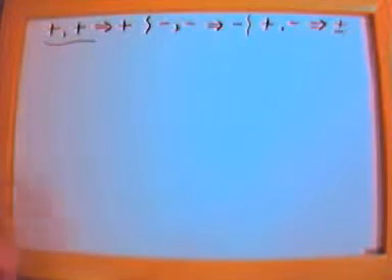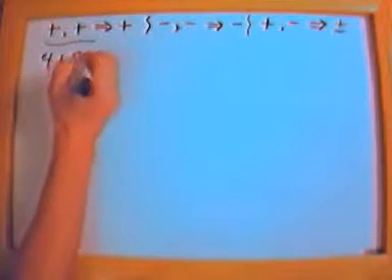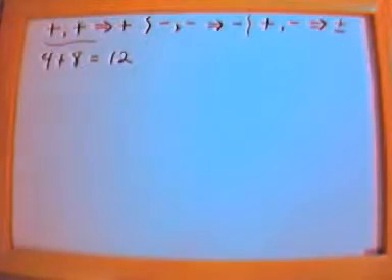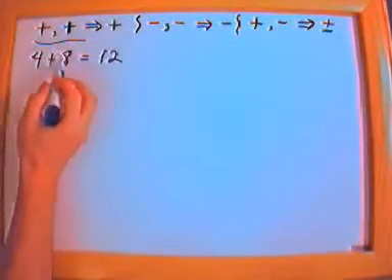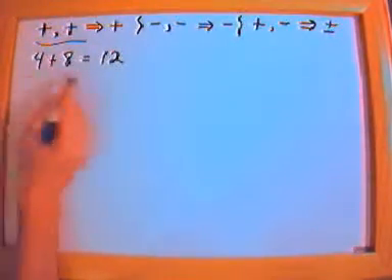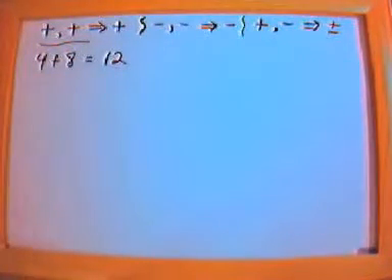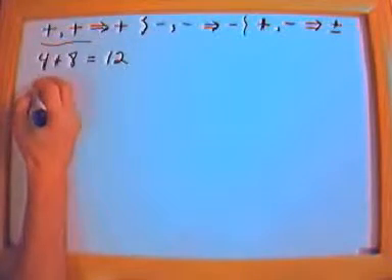So let's go through some simple baby problems here. 4 plus 8 equals 12. Okay, I think you guys will all agree that that is correct. Positive plus positive gives me positive, and all I've done is add the absolute values of the numbers, which is positive, and it gives me 12. No problem.